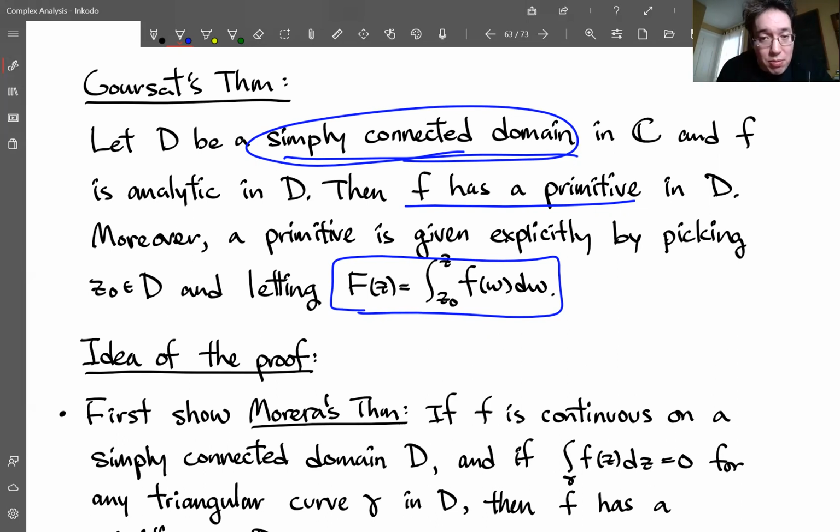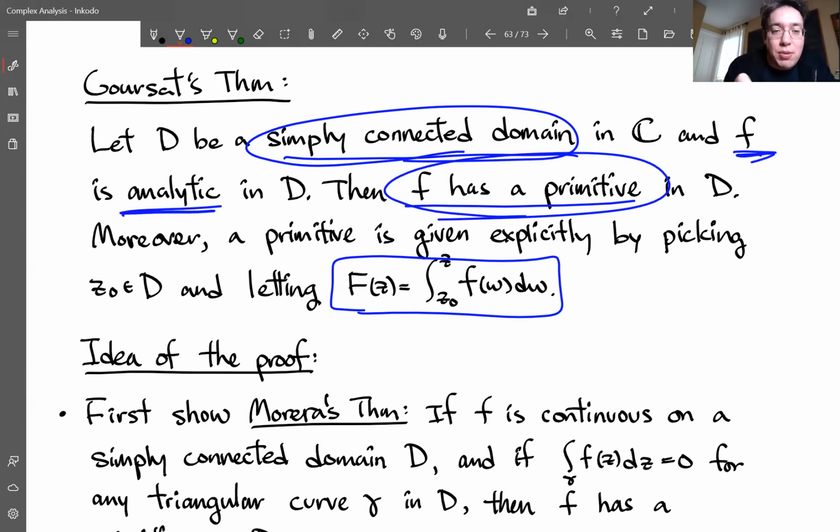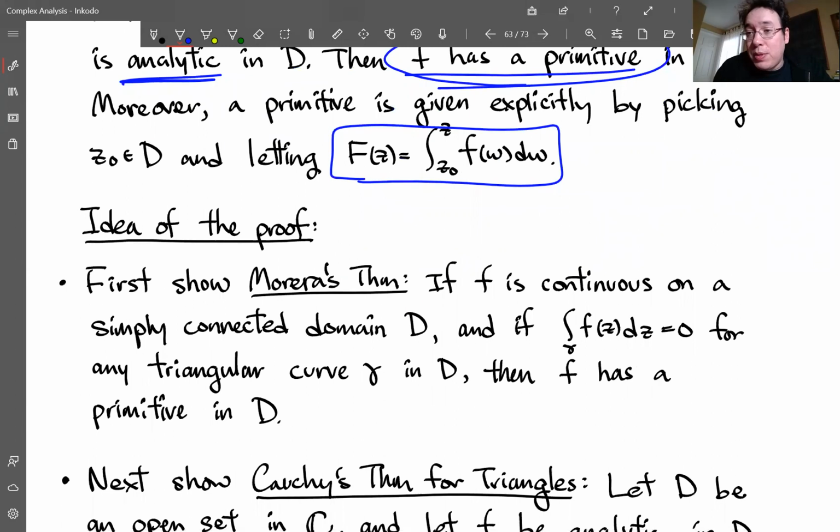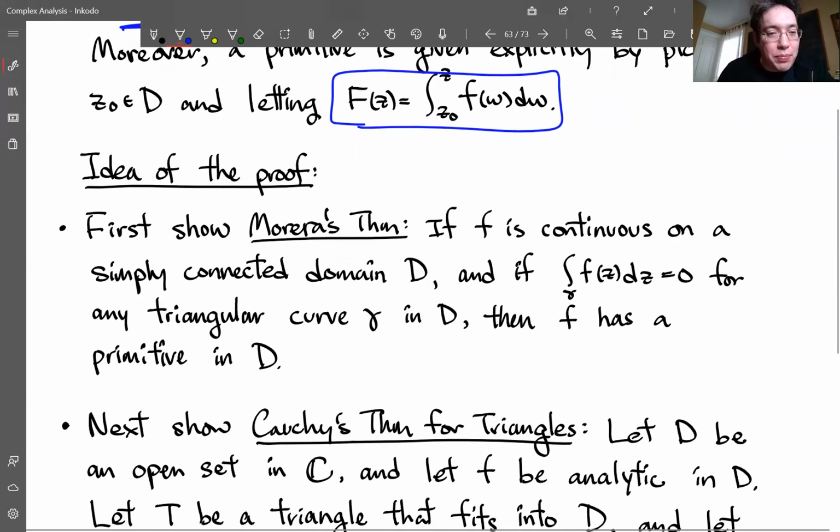So that's where this trips up for that example. But if you're working with a domain with no holes, and the original function we're working with is analytic, right? An analytic function is going to have a primitive. So we will prove this. So idea of the proof. This is a more involved proof, so we're going to break it up into 2 chunks.